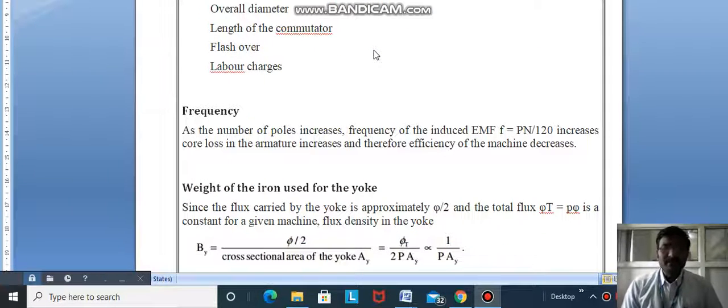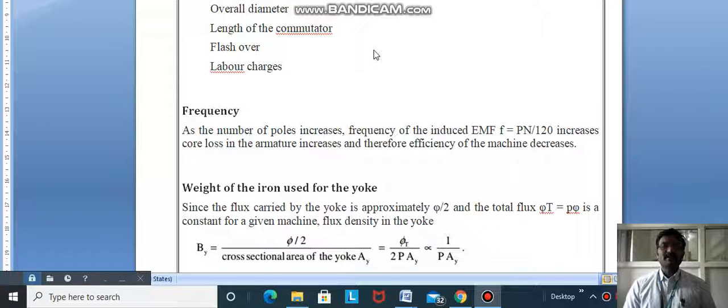As the number of poles increases, the frequency of the induced EMF, f is equal to Pn by 120. So f and P, frequency and number of poles, are directly proportional. When it increases, the core loss in the armature increases, and therefore the efficiency of the machine will be reduced. So if we go for a high value of number of poles, the frequency of the machine will be increased, and at the same time the machine efficiency will be reduced.